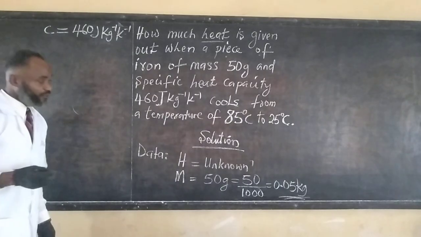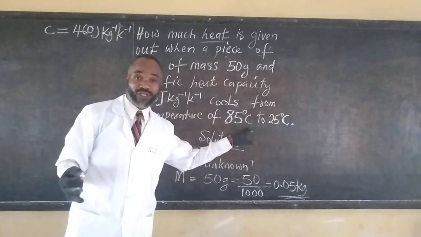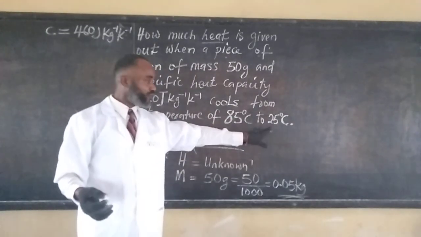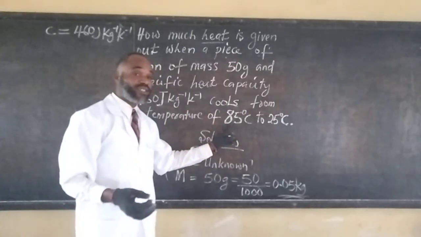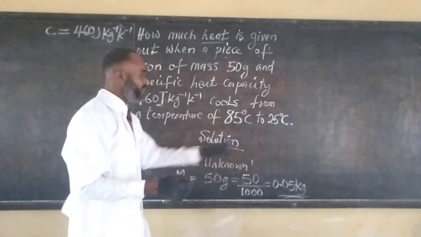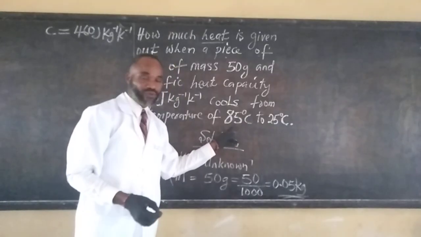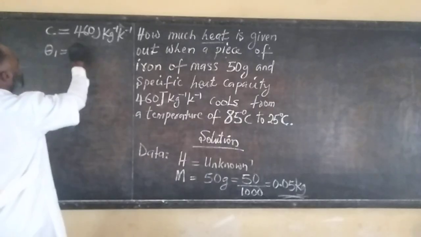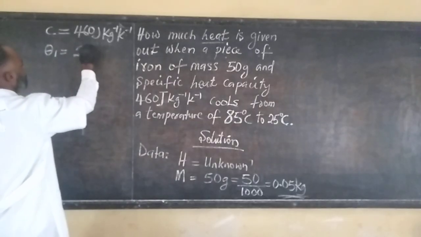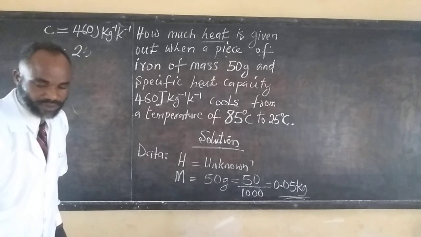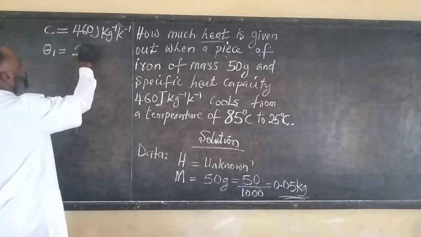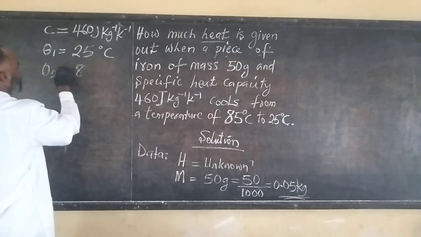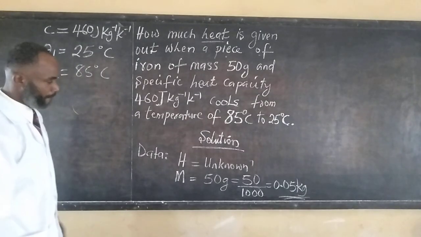Good. And finally, what are we looking for? Difference in temperature. It cools from a temperature of 85 degrees Celsius to a temperature of 25 degrees Celsius. So this is theta 2 and this is theta 1, the initial temperature and final temperature. Let's take it that way. Theta 1, initial temperature, is 25 degrees Celsius. Final temperature, theta 2, is 85 degrees Celsius.